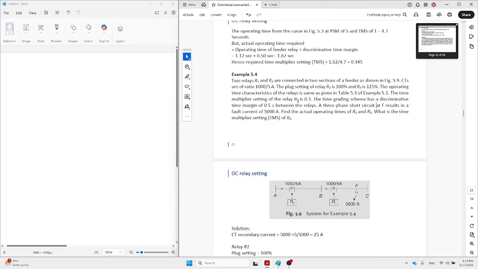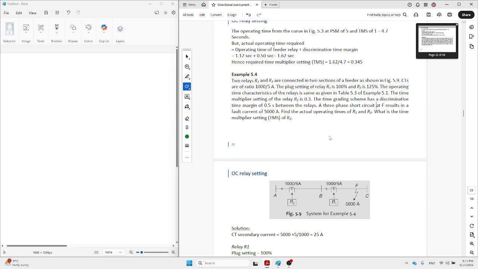Okay, to finalize chapter 4, let's cover example 5.4. We have two overcurrent relays to coordinate. The first one, relay number 1, is close to bus B. The CT is 1000 to 5. The other one has the same 1000 to 5, relay number 2.